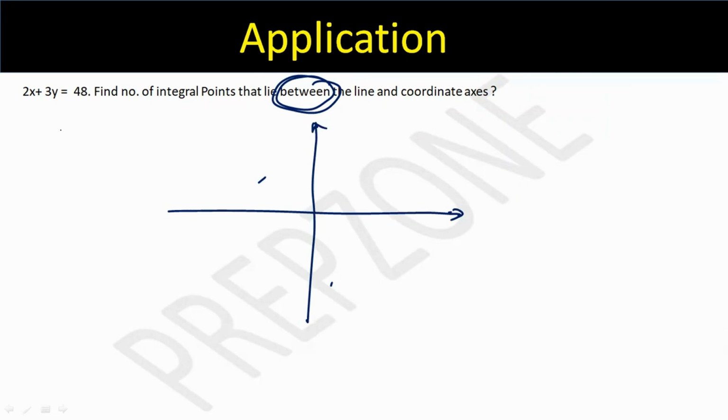So first thing, 2x plus 3y equals 48. इसका graph 1 second में plot करना है. It is what? Straight line. Graph कुछ ऐसा होगा. Points क्या होंगे? When y is 0, x is 24. When x is 0, y is 16. So this is the graph. And coordinate axis, which means this and this. So essentially, this is the triangle.